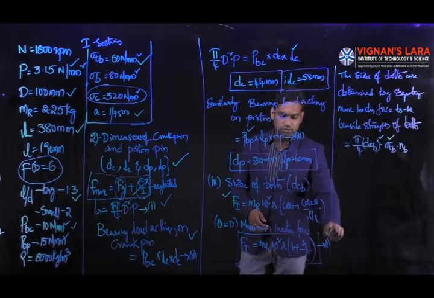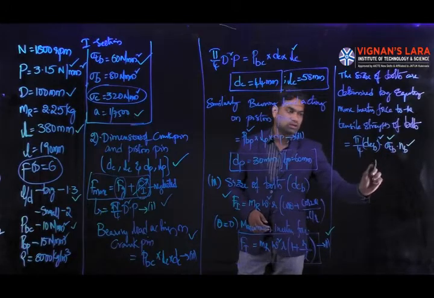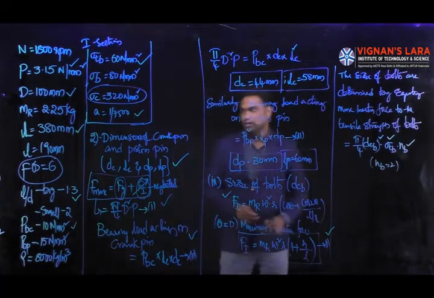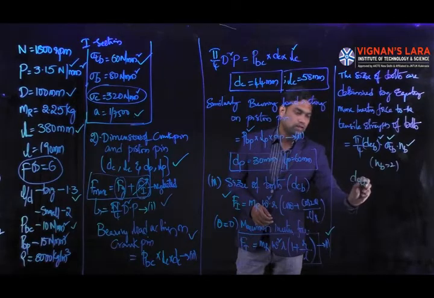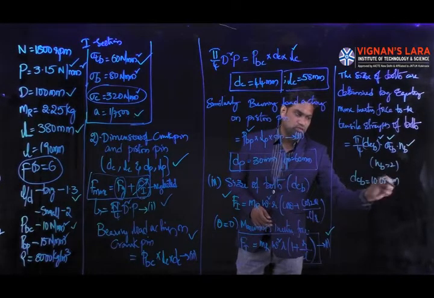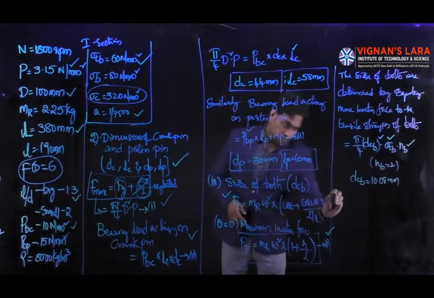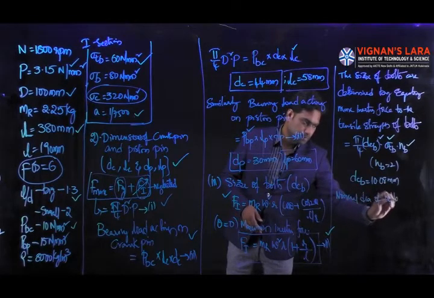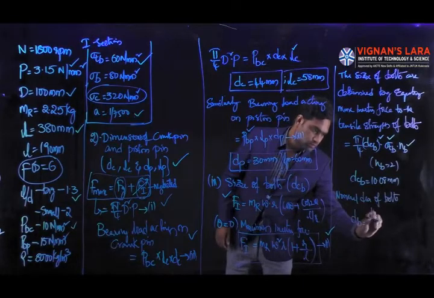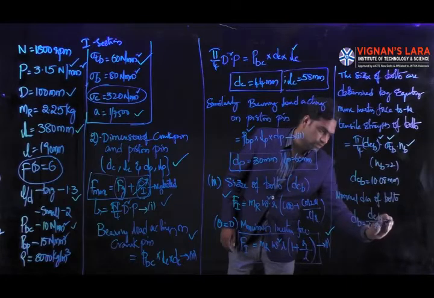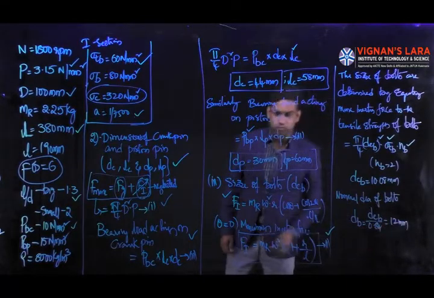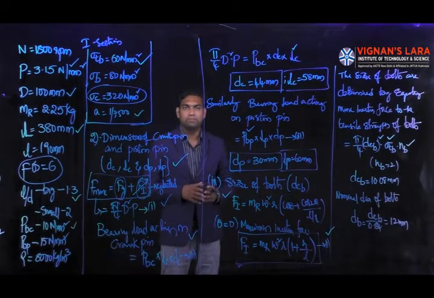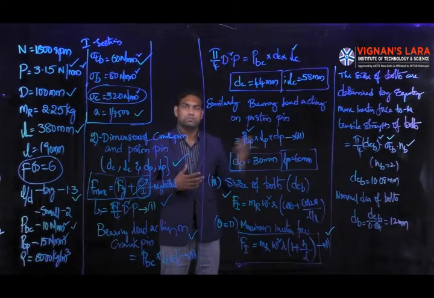So by equating the maximum inertia force to the tensile strength of all bolts, with the number of bolts as 2 and sigma tb given as 16 newton per mm square, you can calculate the dcb, the core diameter. You can substitute all the values. You may get 10.08 mm. After finding out the core diameter, you can also calculate the nominal diameter of bolts. Nominal diameter of bolts, db is equal to dc by 0.84. You can substitute the values, so we get around 12 mm diameter of bolts. Clear? So this is step number 3, finding out the diameter of bolts, that is equating maximum inertia force to the tensile strength of bolts.